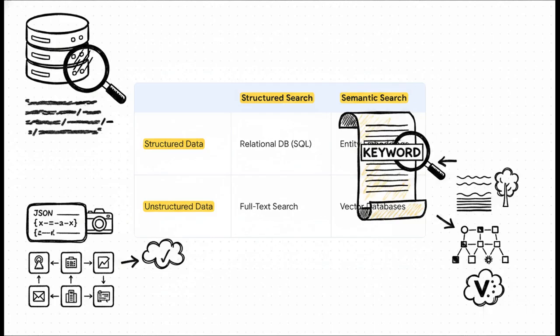Semantic search. Top right corner, you have structured data with semantic search. This is where you find something called entity embeddings. This is where you can take organized data, like a user profile, and turn it into a vector, a string of numbers, to find hidden relationships.